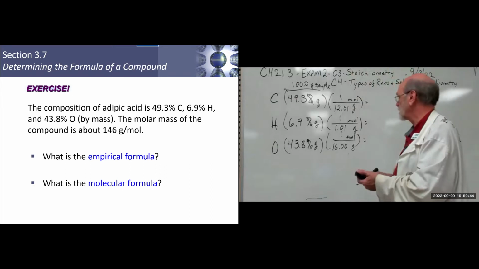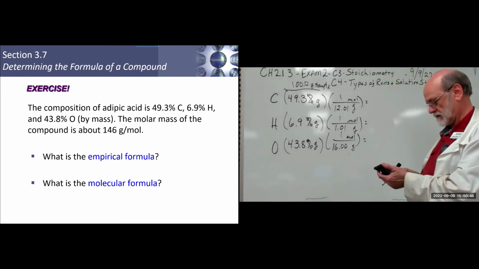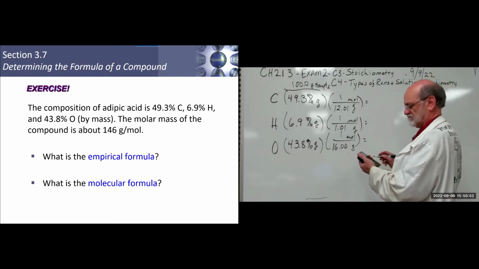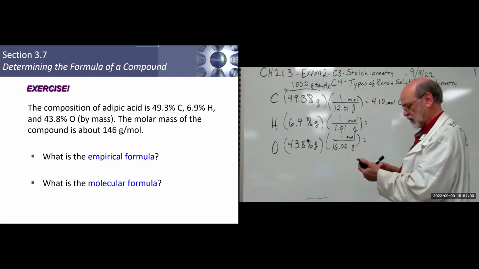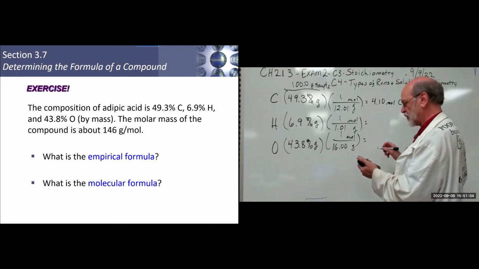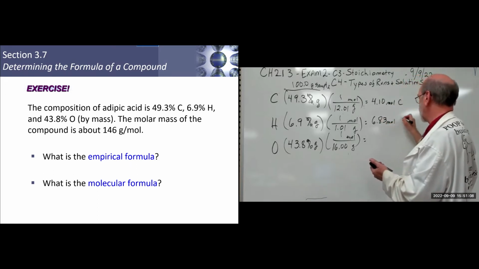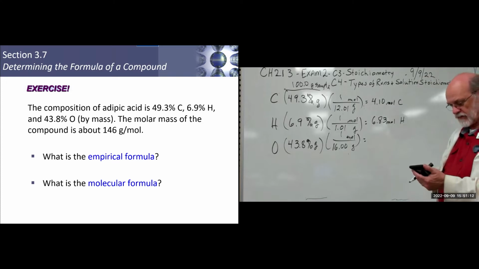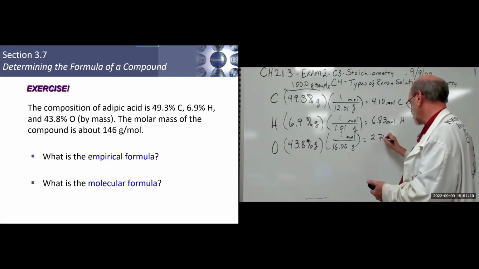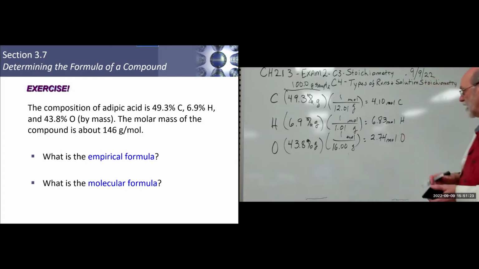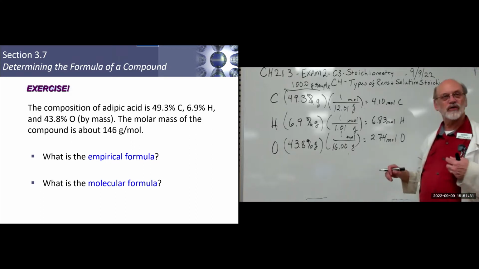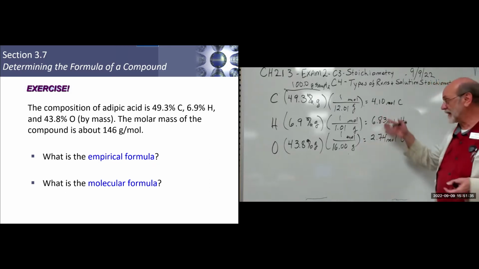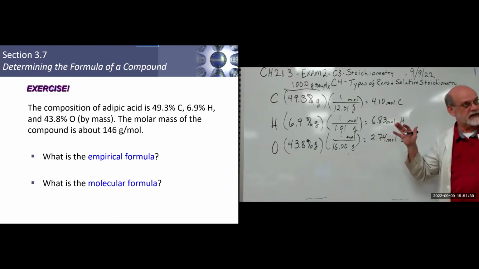All right. So let's do that. Quick, fast, and in a hurry. 4.10. That's moles of carbon. 6.9 divided by 1.01 is 6.83. Moles of hydrogen. And the last one, 43.8 divided by 16 is 2.74. Oxygen. Okay, we can't write a formula with that, right? Because the formula implies that it's whole number atoms. We don't need fractional atoms. But the ratio is correct. That's fixed, right? Law of definite proportions.